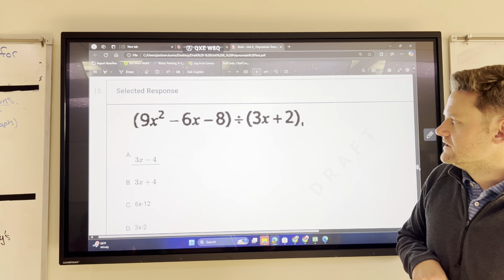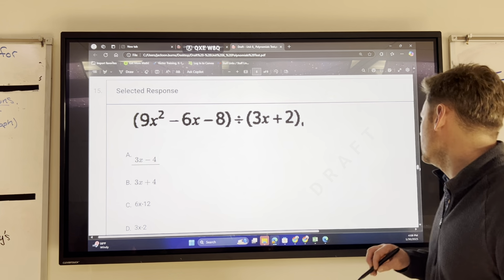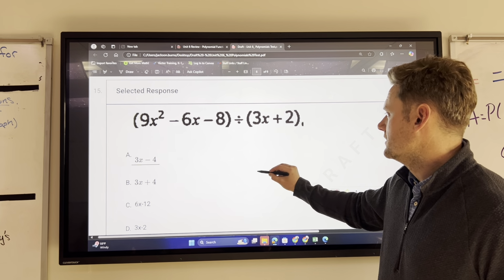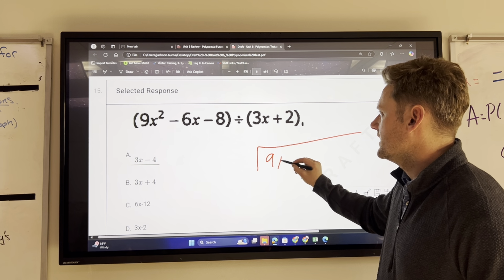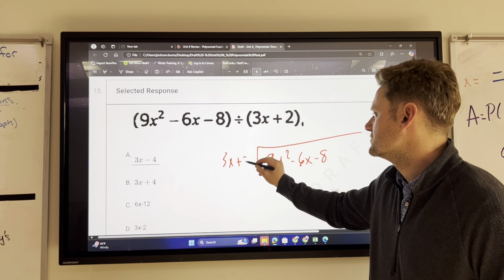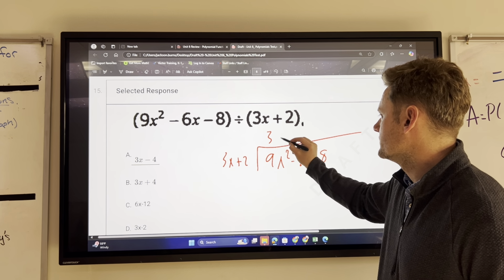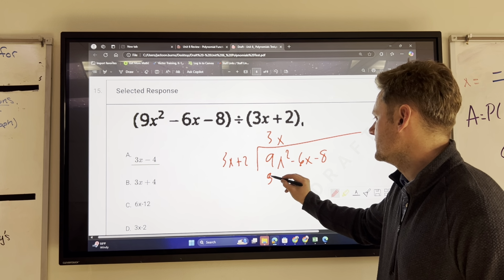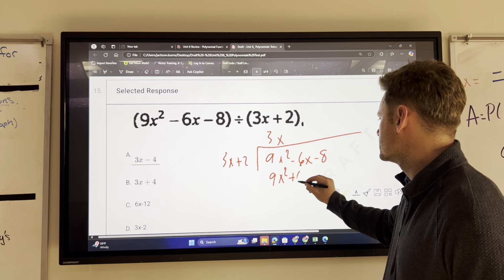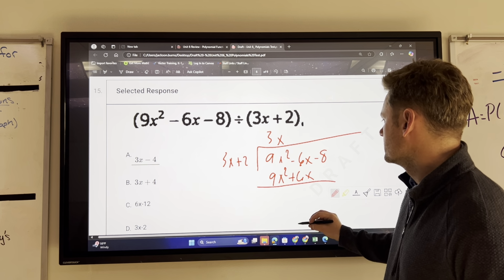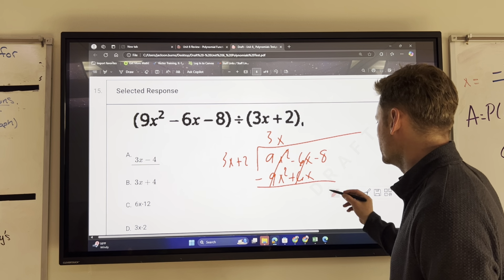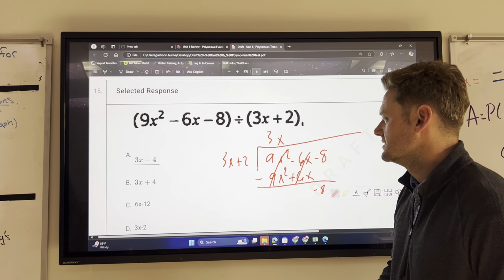All right, 15. All right, this one is a long division problem. We got 9x squared minus 6x minus 8, divided by 3x plus 2. What do I need to multiply here? Well, a 3x. When I do that, I get a 9x squared plus 6x. Right? So this cancels and this cancels since I subtract both of them. So I bring down my negative 8.